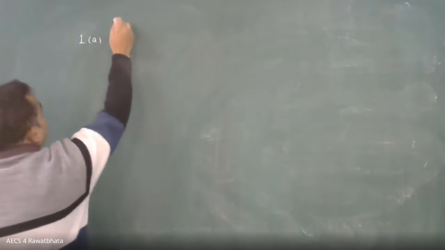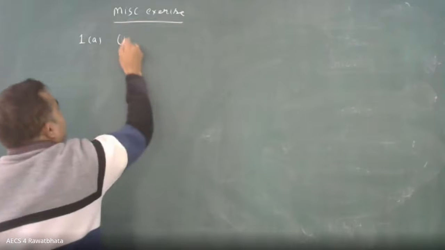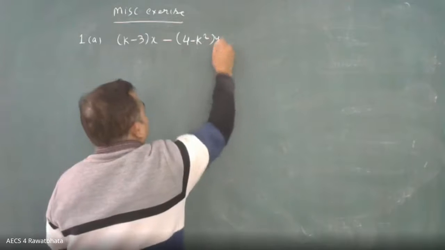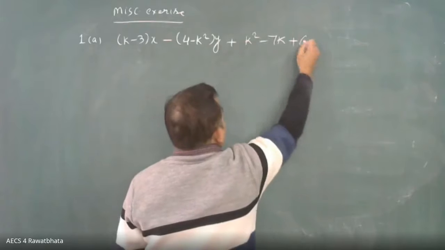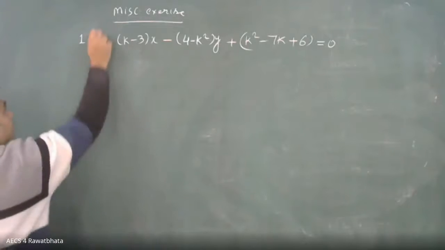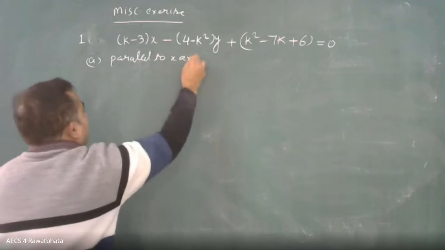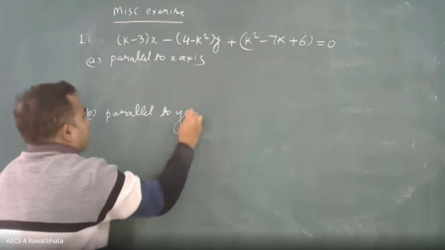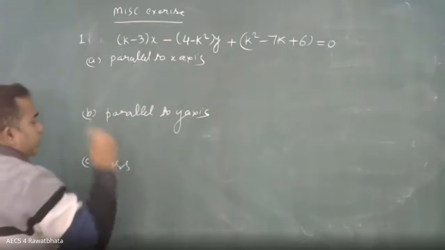Okay. Can you repeat the equation, Tanmay? K minus 3 into x plus 6 equal to 0. Is A part, B part, and C part? Okay. So I have to get the value of K in the following cases.